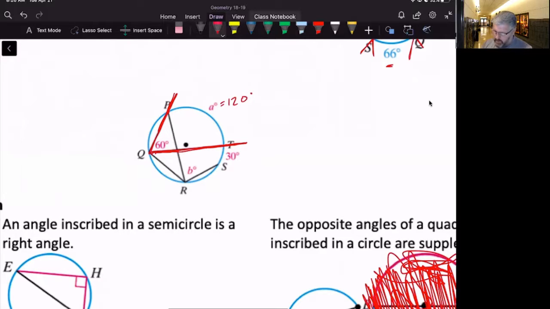Then if we're trying to find angle B right there, well, that inscribed angle makes that arc that goes from that point around to here, which is basically the sum of A and 30. So that whole arc is 150 degrees. So angle B would be half of that. Half of 150 means that this would be 75 degrees, because the inscribed angle is half the arc.